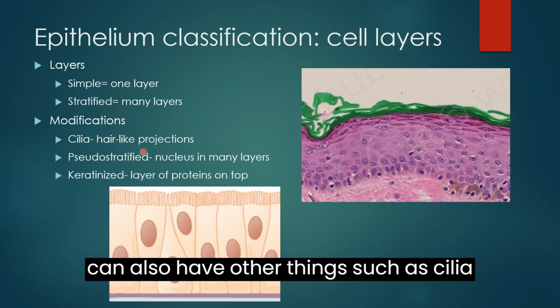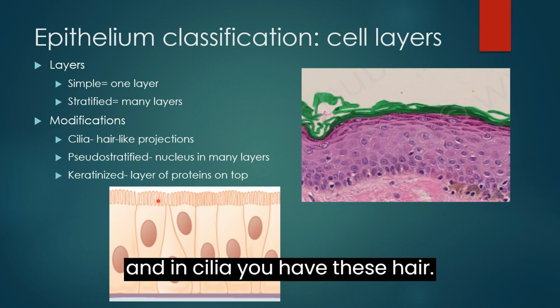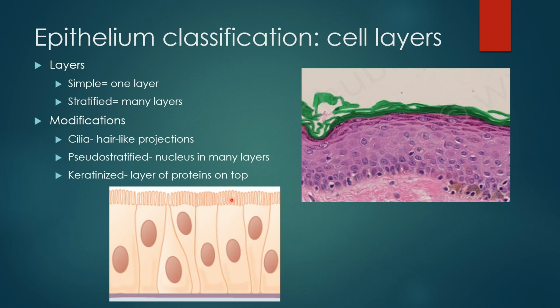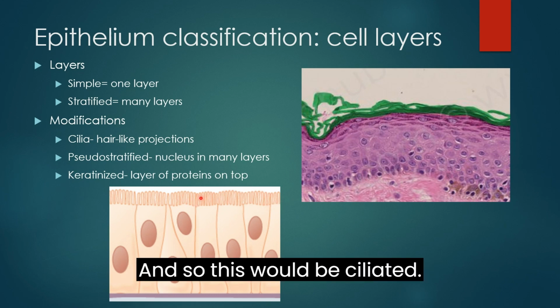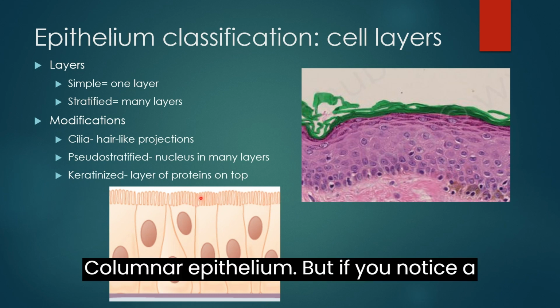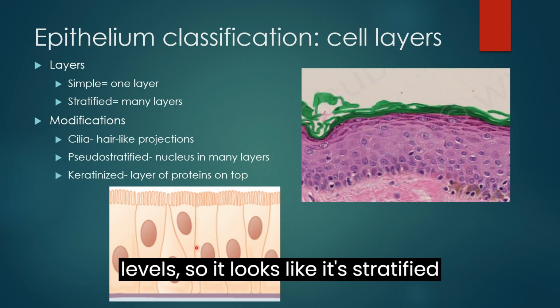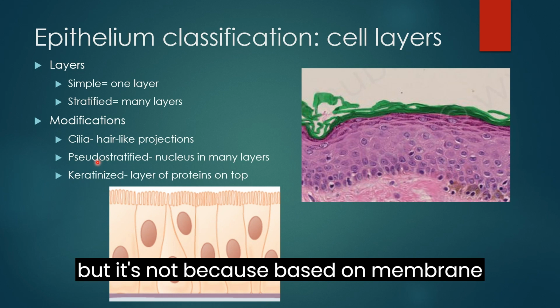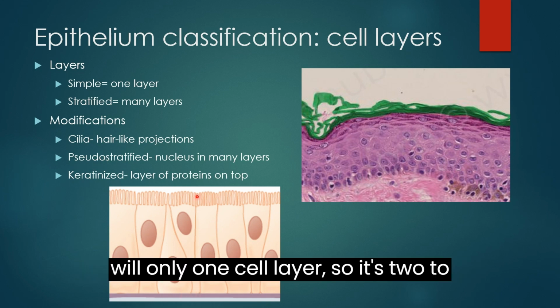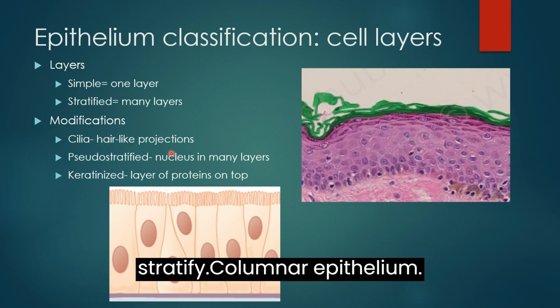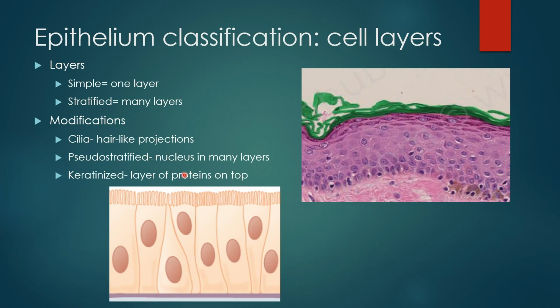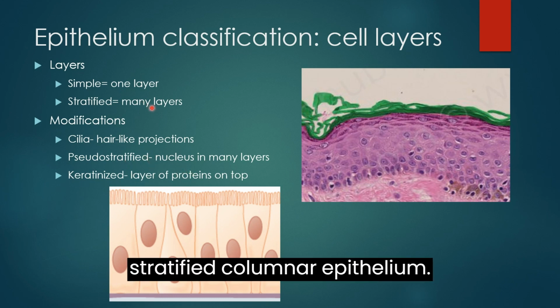And you can also have other things, such as cilia. And in cilia, you have these hair. And so this would be ciliated columnar epithelium. But if you notice the nuclei, they're actually in different levels. So it looks like it's stratified, but it's not, because basement membrane, only one cell layer. So it's pseudostratified columnar epithelium. Technically, it's ciliated pseudostratified columnar epithelium.